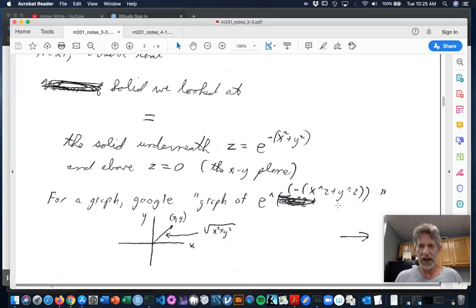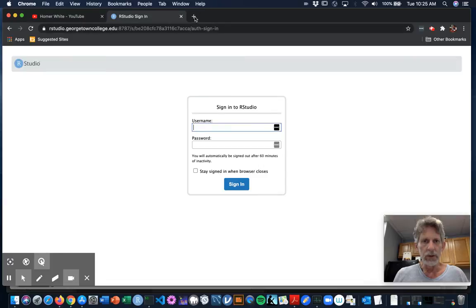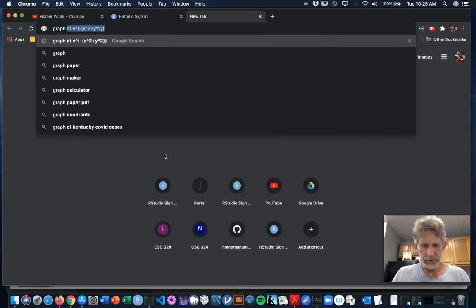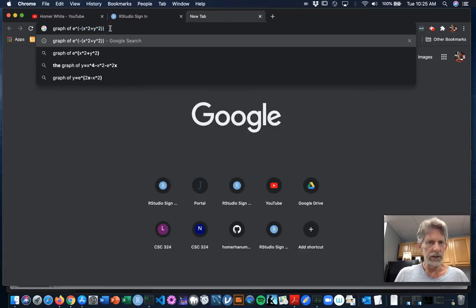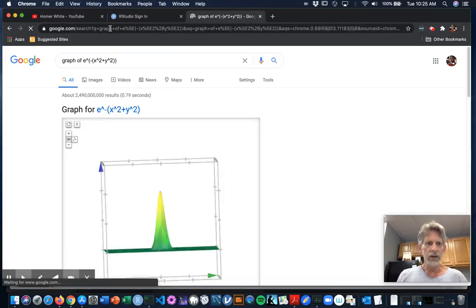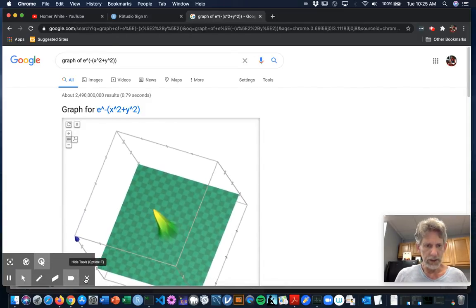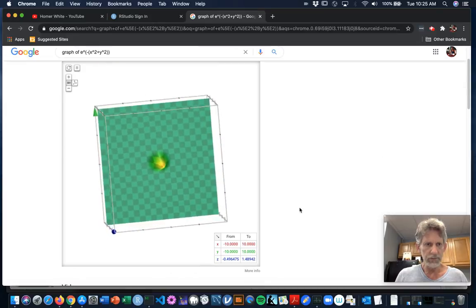And so let's just ask almighty Google for the graph of e to the minus x squared plus y squared. So I'm going to head to a web browser and type graph of e to the minus paren. Oh, and I've already done it before, so I'll just go ahead and use my browser completion. And wow, it popped up a graph, which is pretty amazing.